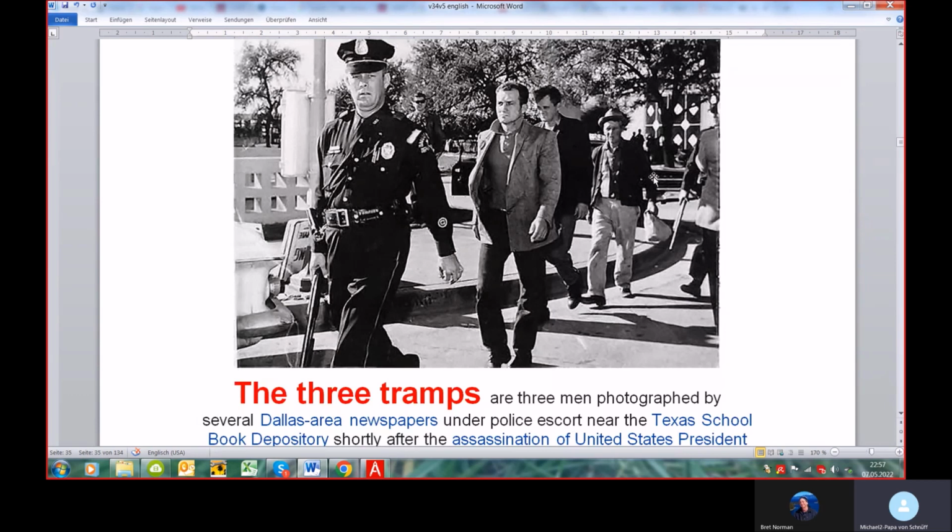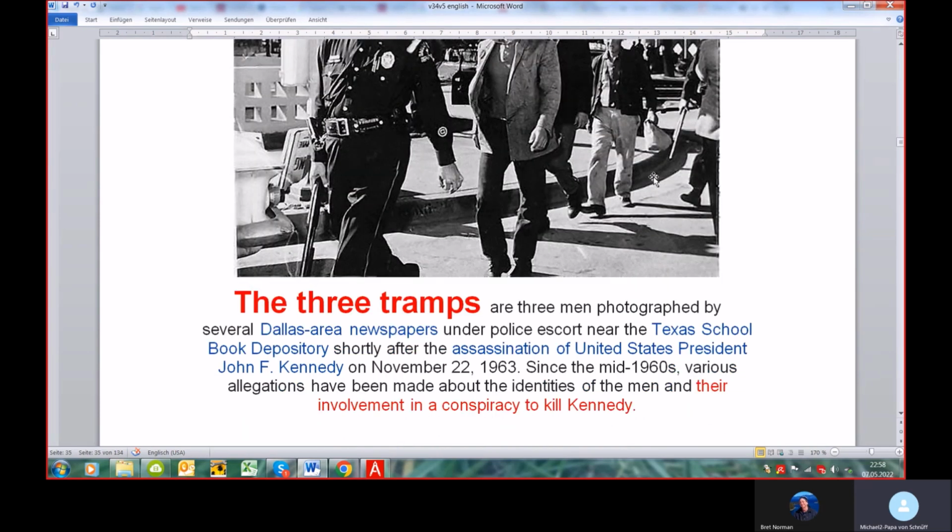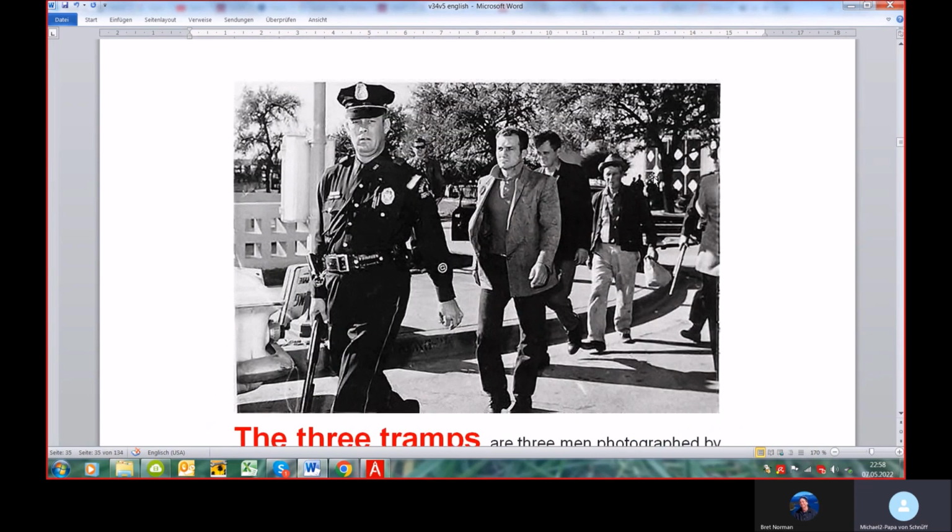There you go. The three tramps are three men photographed by several Dallas area newspapers under police escort near the Texas School Book Depository shortly after the assassination of United States President John F. Kennedy on November 22, 1963. Since the mid-1960s, various allegations have been made about the identities of the men and their involvement in a conspiracy to kill Kennedy. This picture is part of the ritual. This picture is just to mislead the people into believing, oh yeah, the police is now examining the case and they have found these three men.